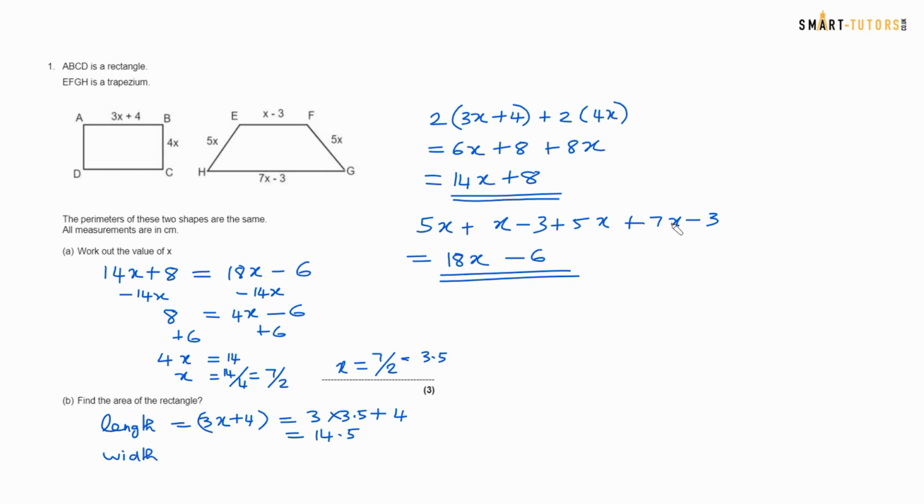And the width, we need to find out. The width is 4x. So 4x means 4 times 3.5, which is going to be 14. So the area is going to be length times width. So 14.5 times 14. So that is going to be 203 centimeter square.